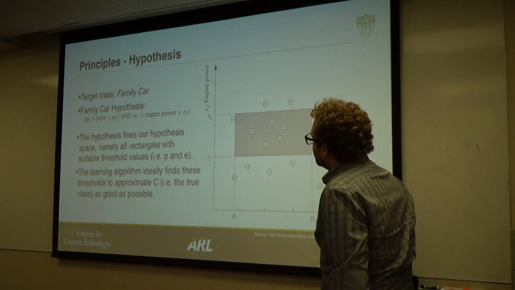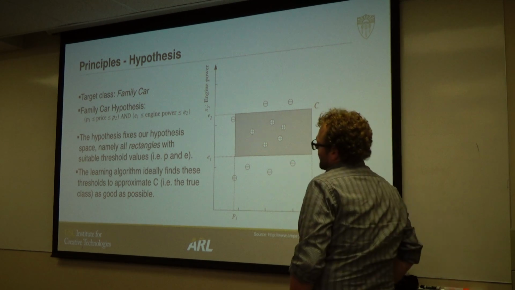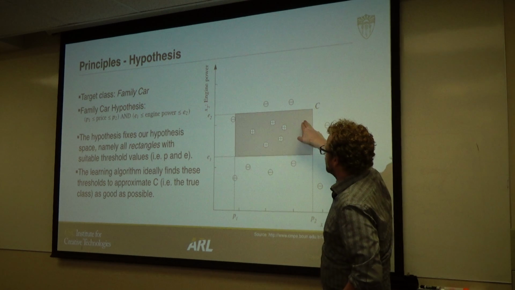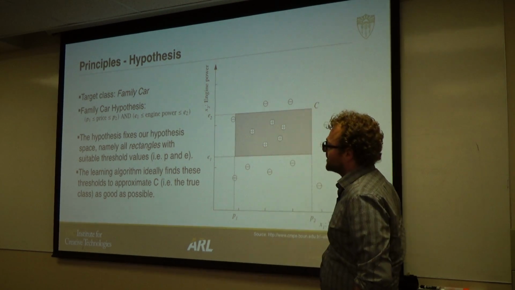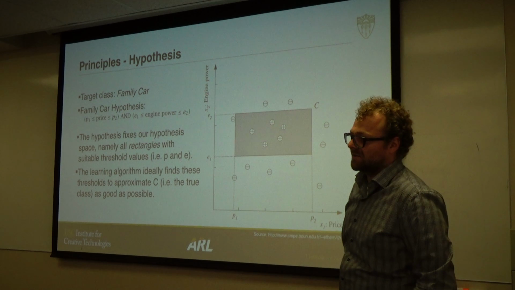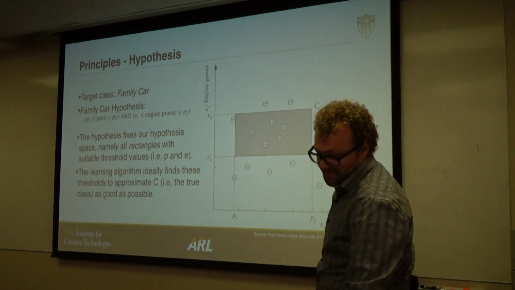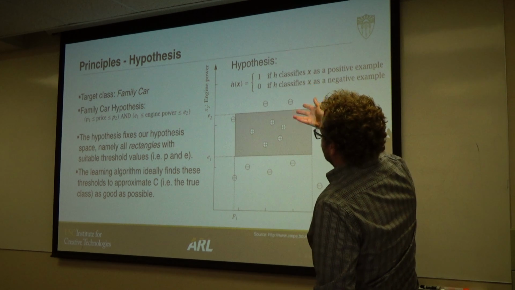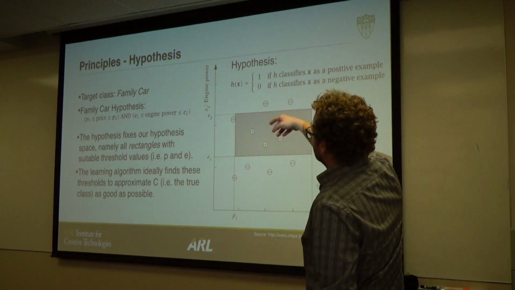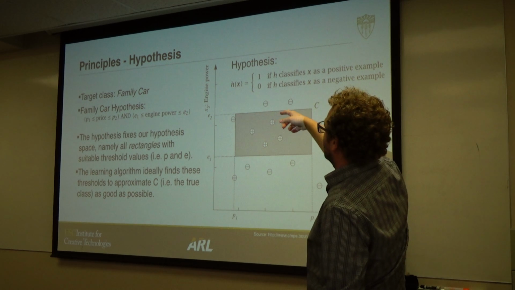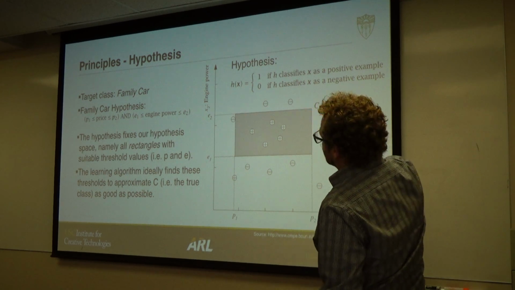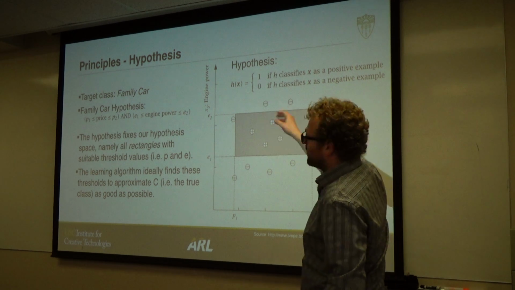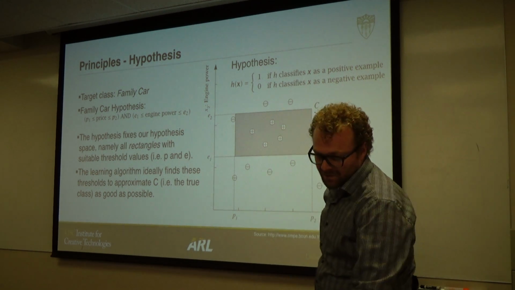So the learning algorithm ideally finds these thresholds to approximate C, which is the target class, which is family cars. And it approximates it as well as possible. And the hypothesis output is 1 if the observation X given into the hypothesis H produces a 1 or a 0. Okay, if it's a positive or negative example. That's our hypothesis. All right.